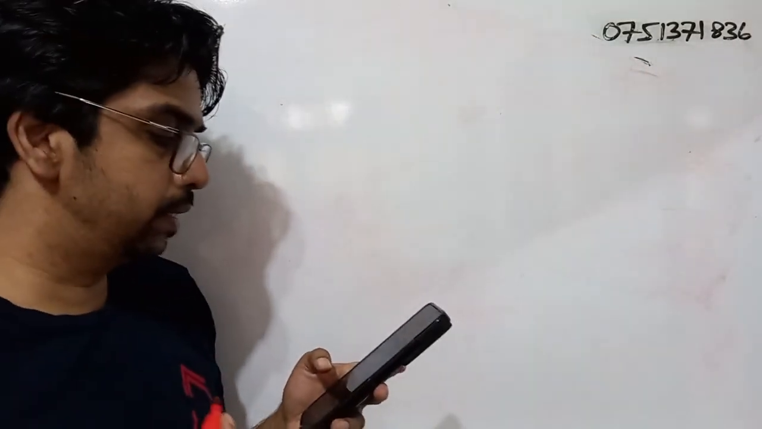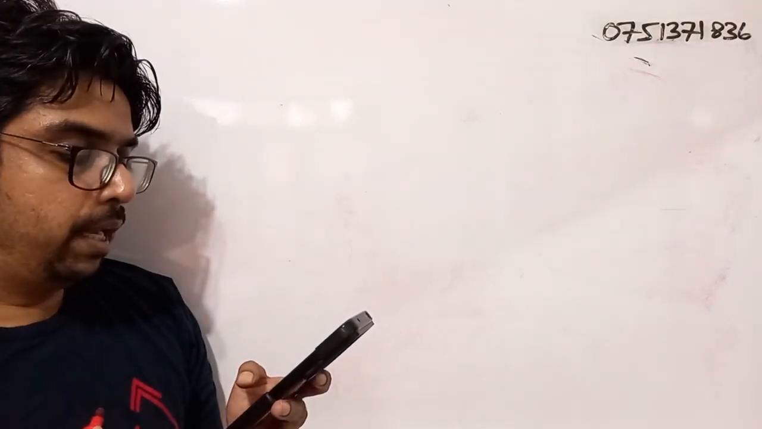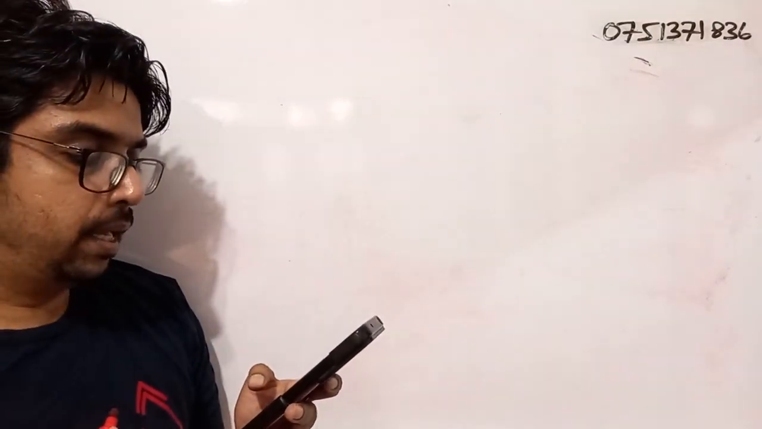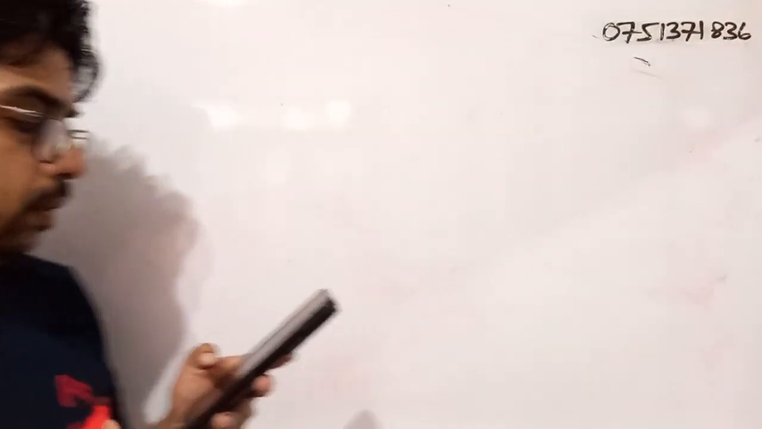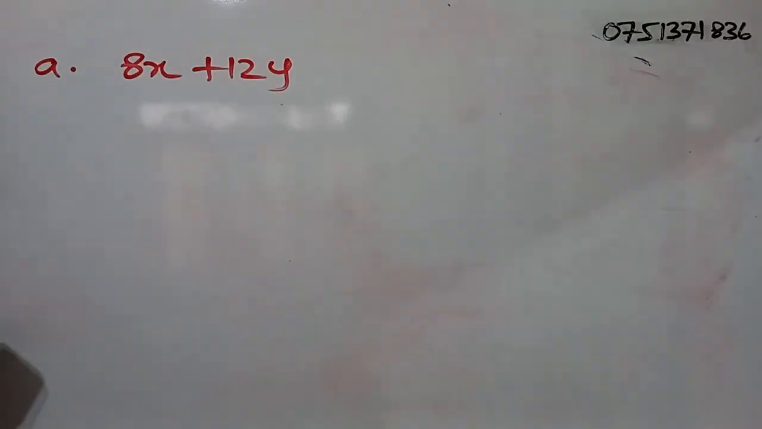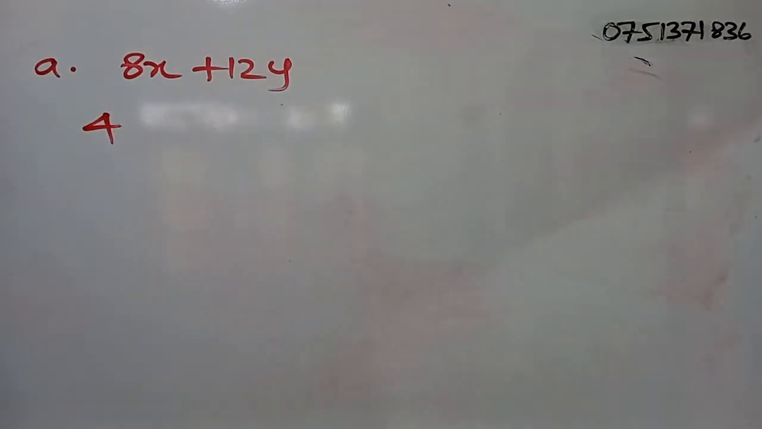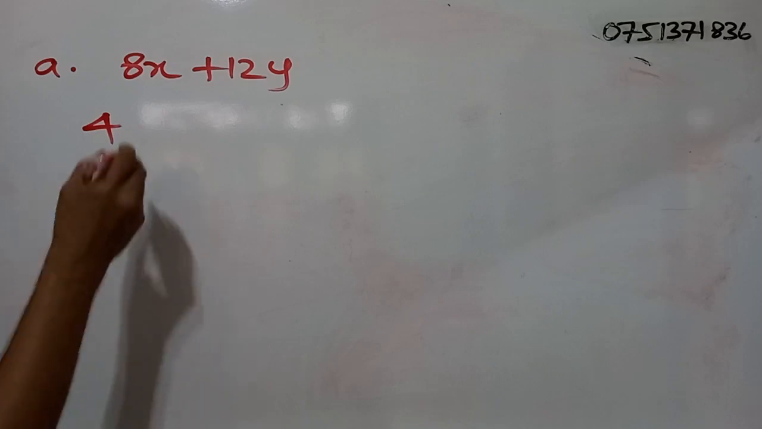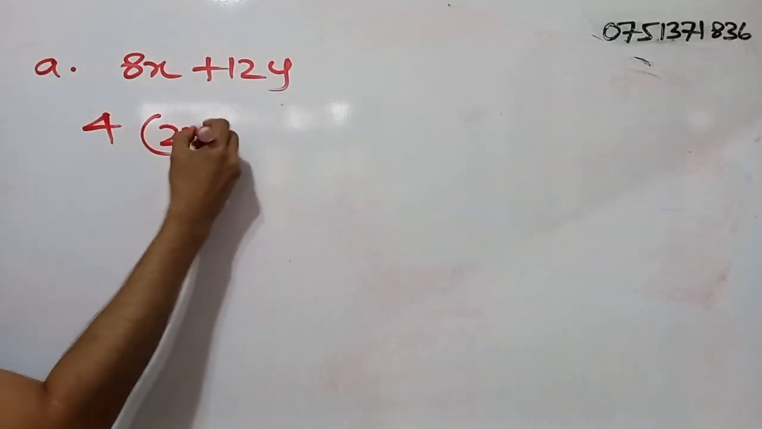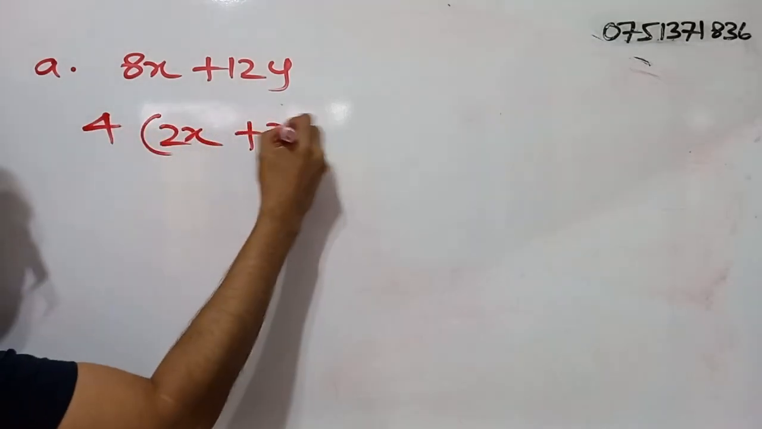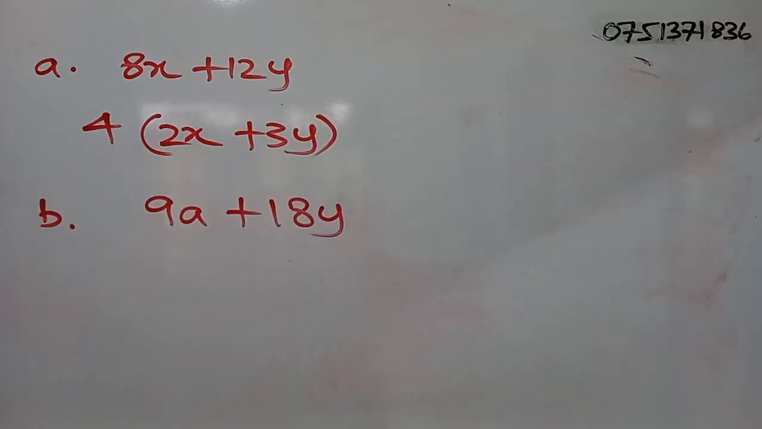Okay, so the factors lesson, we will start from the review questions. Write each of the following algebraic expressions as a product of factors. Right, so this is the first expression that we have. So what are the common factors? We can take 4 as the common factor. So what goes inside the brackets? 2x plus 3y.